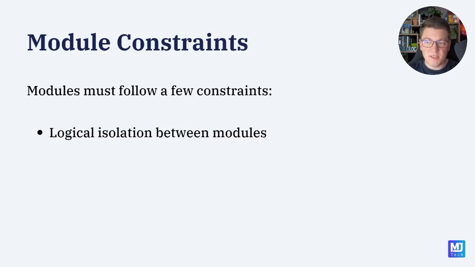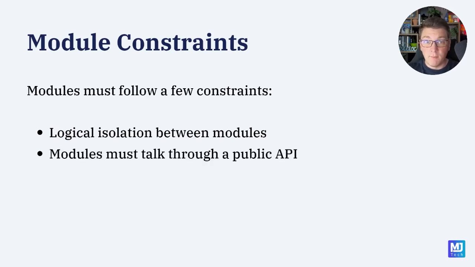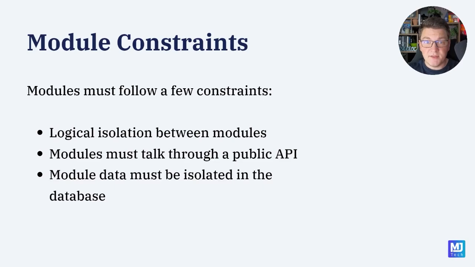The modules inside of our modular monolith also have to follow a few constraints so that we can enforce the logical isolation between the modules and to keep the modularity of our application intact. Modules can only communicate through a public API, and they can do this synchronously or asynchronously, and the data for each module should be isolated in the database, and I recommended that we should start with at least logical isolation using schemas inside of our database.